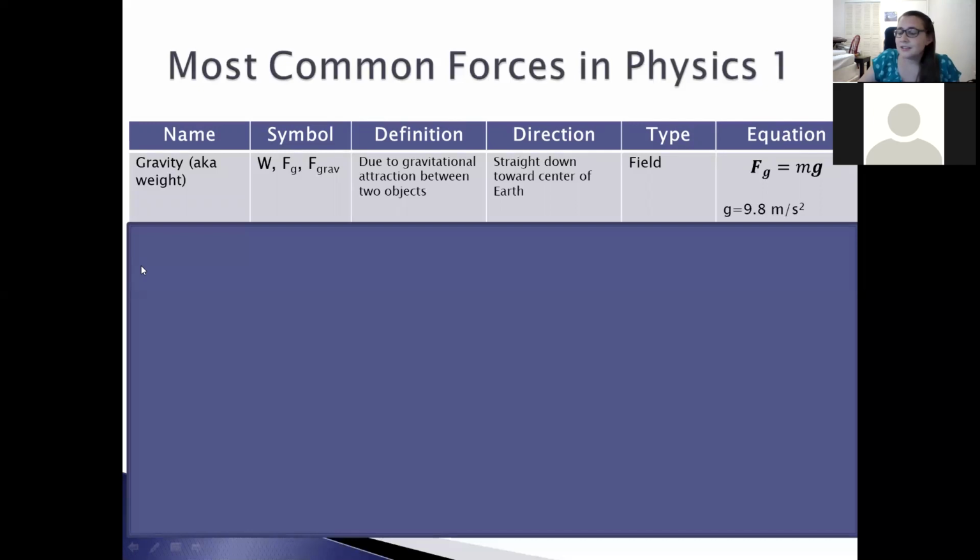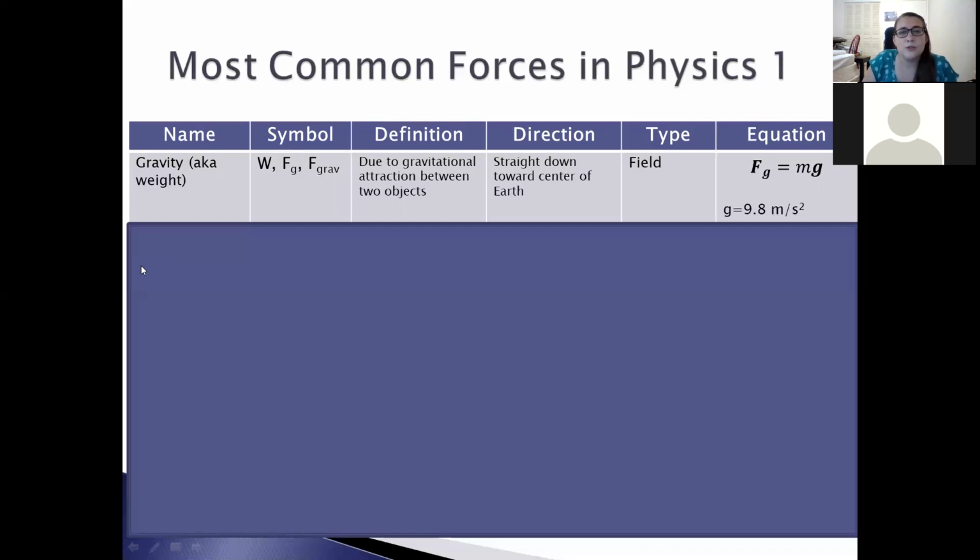So when somebody asks, hey, how much do you weigh? They're asking, how much does the earth pull down on you? With what amount of gravity does the earth pull down on you? So it has a couple of different symbols that you might see. It might be capital W for weight, FG or Fgrav, any of those are possibilities.